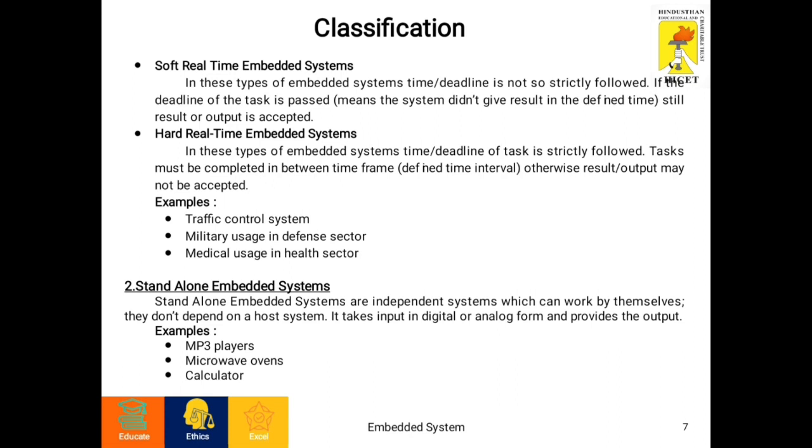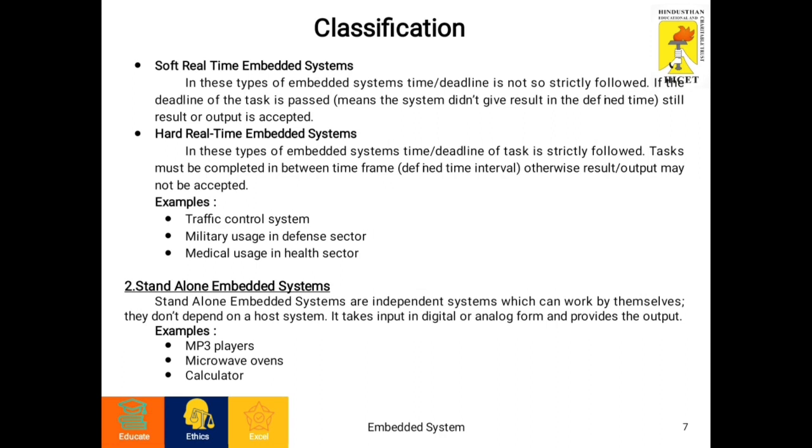Soft real-time embedded systems are embedded real-time systems which are used to perform soft real-time tasks. These are simple design systems and there are chances of inaccuracy. Next is hard real-time embedded systems. These are used to perform hard real-time tasks. These systems are designed in a very complicated way. These are accurate systems. A few examples of hard real-time embedded systems are traffic control system, military usage in defense sector, and medical usage in health sector.